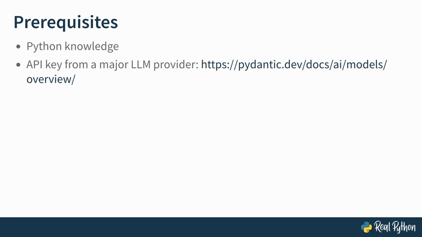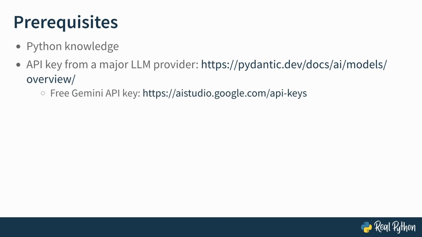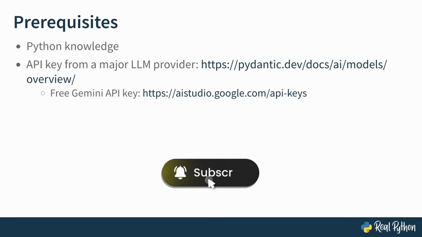If you don't have an API key from any provider, and if you have a Google account or are willing to get one, you can get a free Gemini API key from aistudio.google.com/API-keys. The API key for Gemini has a free tier that is enough for the demonstrations and for the examples from this course. Once you have the API key at hand, you can move on to the next lesson where we're going to set up Pydantic AI.